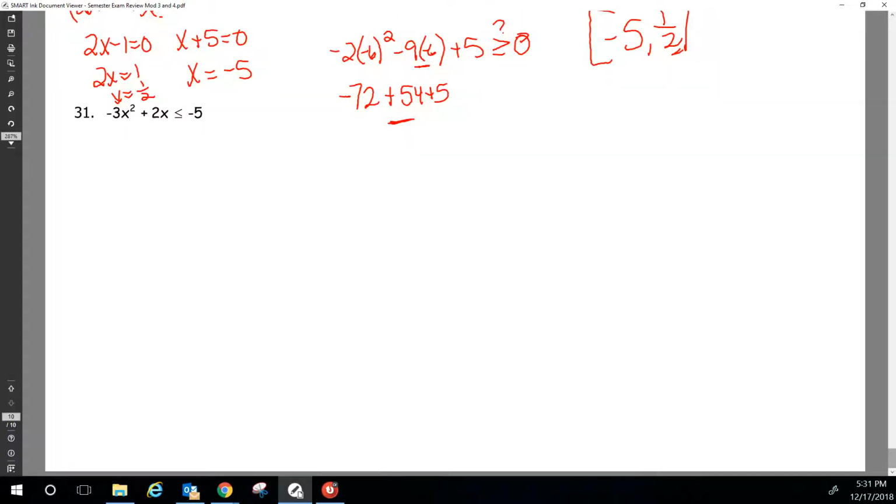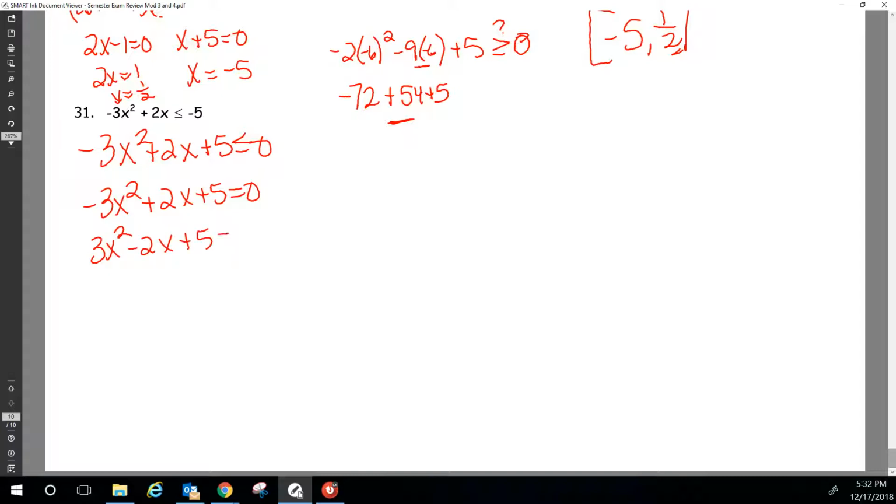All right, number 11, same thing, except I need to set it equal to 0 first to solve it. First, I'm going to move that 5 over, and then we want to find the critical points from this one here. Again, I'm going to divide by the negative sign. Helps if you actually change all of your signs there. My two factors for 3 are 3 and 1. My two factors for 5 are 5 and 1.